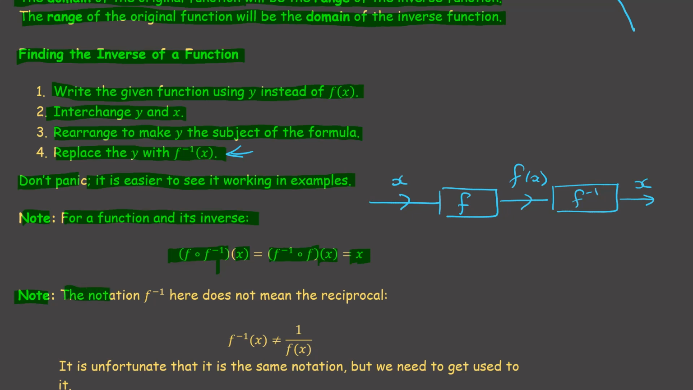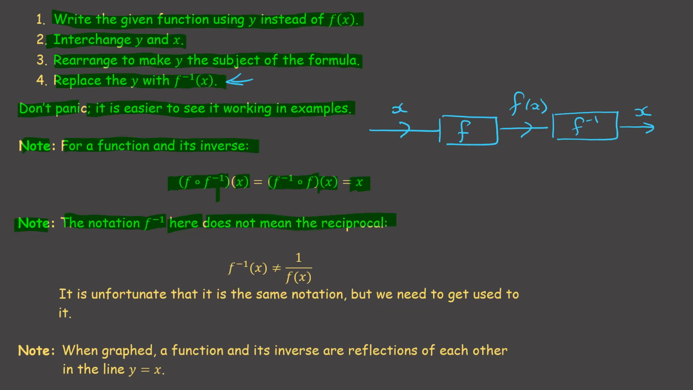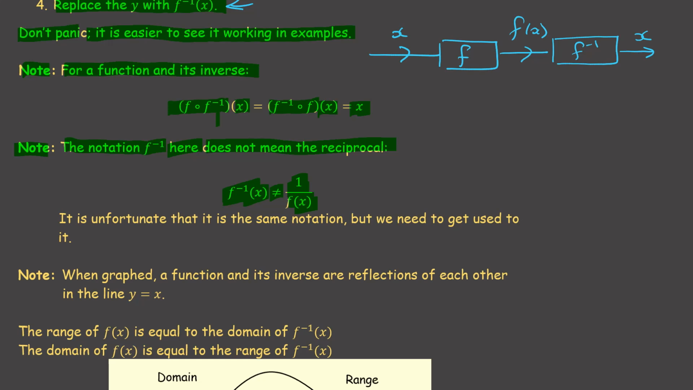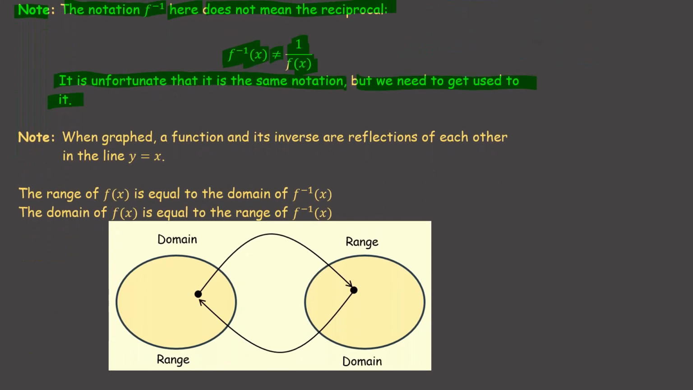Note, the notation f^-1 here does not mean the reciprocal. f^-1(x) is not equal to 1 over f(x). It is unfortunate that it is the same notation, but we need to get used to it, and the context should tell us what we're doing. Note, when graphed, a function and its inverse are reflections of each other in the line y = x. We'll look at this shortly.